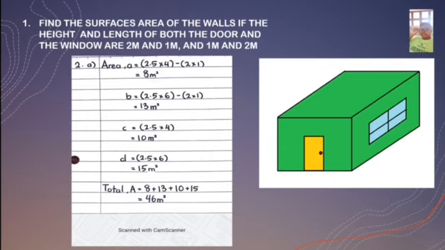For B, which is the wall that has the window, it is 2.5 times 6 minus 2 times 1 for the window. The answer is 13 meters squared. While for C, the wall opposite the wall with the door, it is 2.5 times 4, which is 10 meters squared, and D, which is the wall opposite the wall with the window, is 2.5 times 6, equal to 15 meters squared. The total of the walls is 8 plus 13 plus 10 plus 15 equal to 46 meters squared.